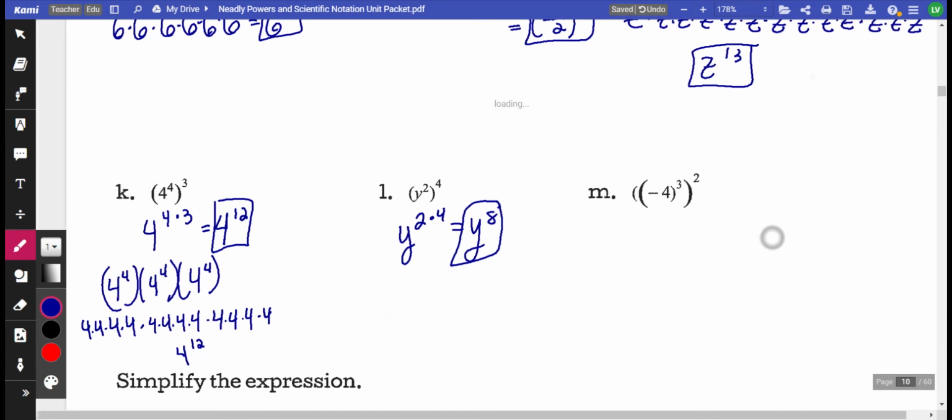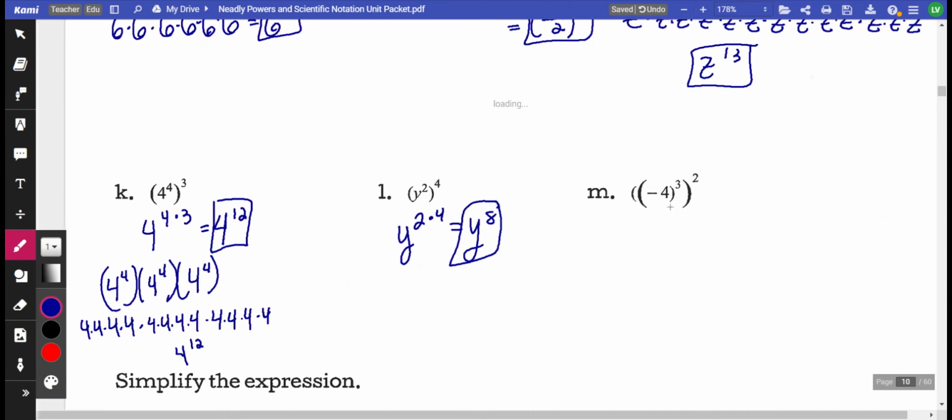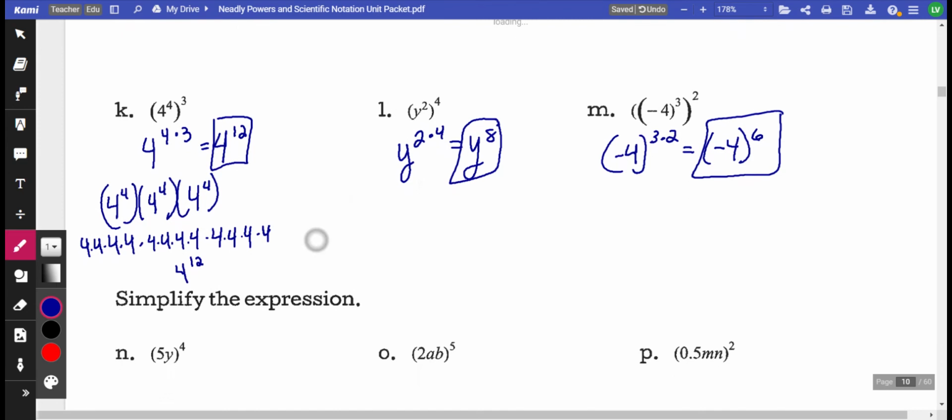Letter M, the quantity -4 to the third power raised to the second power. There's only one base, so you multiply the exponents. -4, that quantity raised to the third times 2, is the quantity -4 to the sixth power. Again, you can expand that out if you would like.